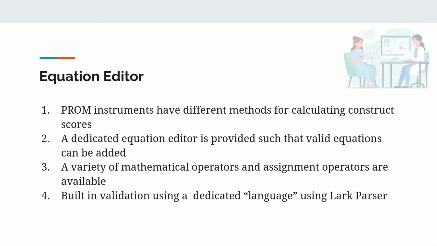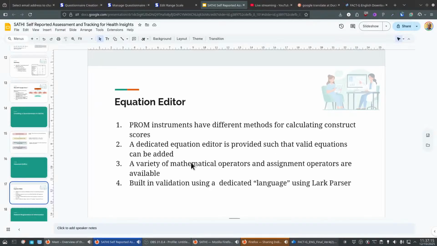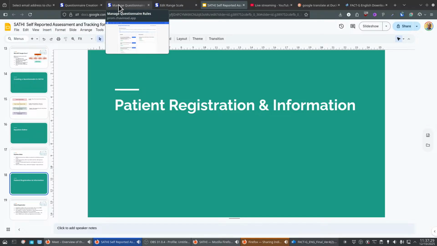So a dedicated equation editor is necessary because we are not restricting ourselves to a particular type of patient reported outcome measure. We support a variety of mathematical operators and assignment operators, and this has been validated. Validation has been done using a dedicated LARK parser. This is a piece of software which allows us to create a mini language. So a mini language has been created in this system, which actually allows us to validate the equation to make sure people are not putting in malicious equations. So let's take a look at how this works out.